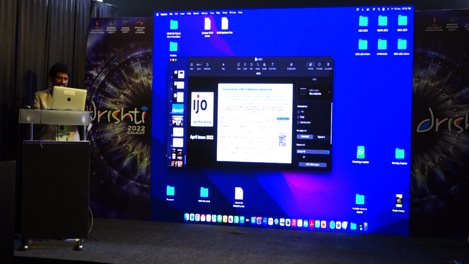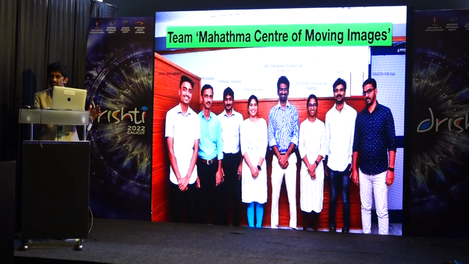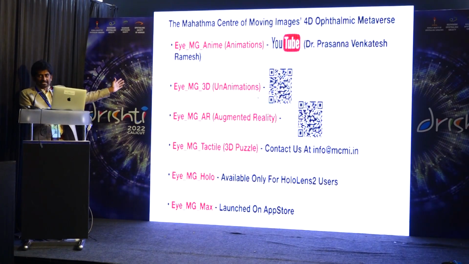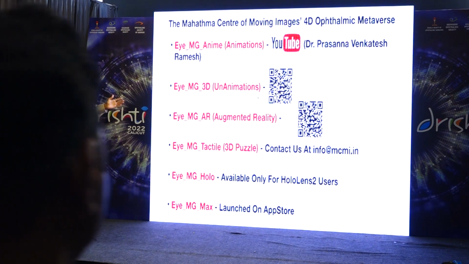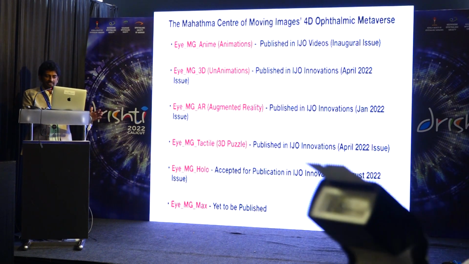I'll just give you the last slide. And this is my team, headed by me. We are a team of 6 people, ophthalmologist and optometrist at Mahatma Hospital, Trichy. You can take a screenshot of this, my dear friends. These are the 6 innovations of ours, open access, currently readily available in the market. You can feel free to use it and share your feedback. And out of the 6, 5 are published in the innovation section in Indian Journal of Ophthalmology. One is currently yet to be published, which is the recent one.